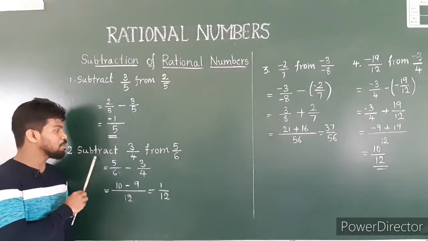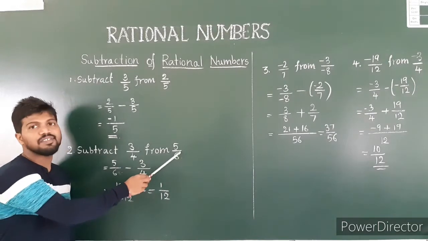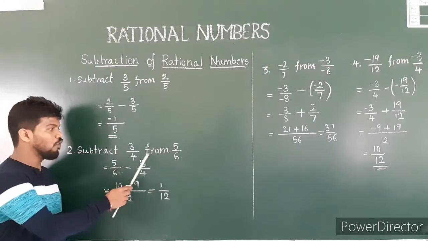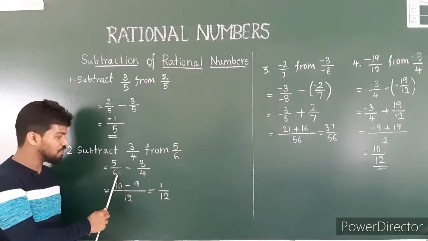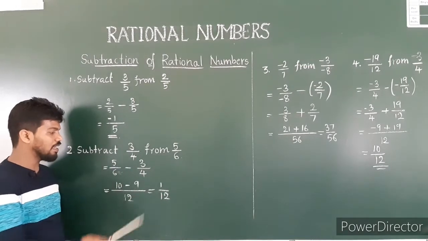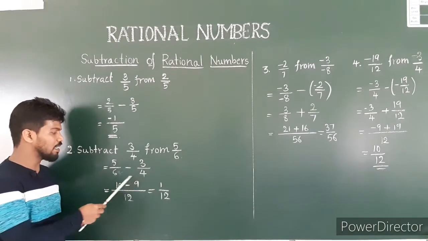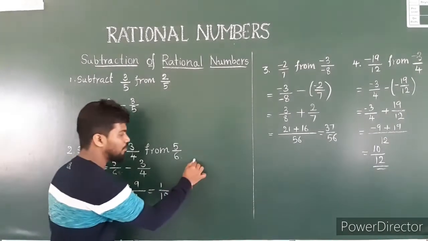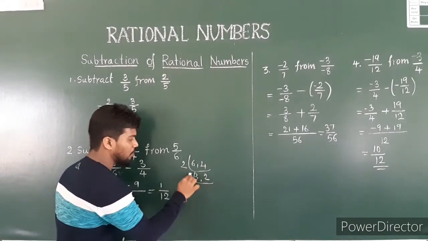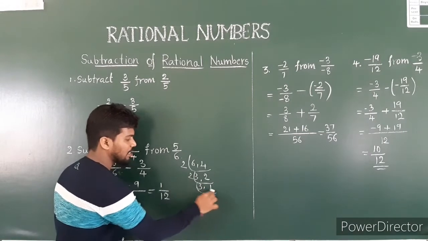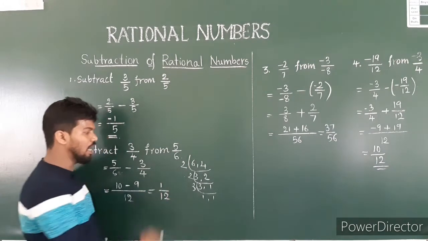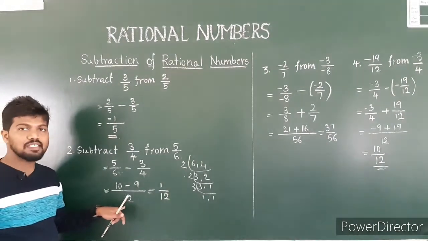Second one, subtract 3 by 4 from 5 by 6. Write 5 by 6 first, minus for subtraction, and 3 by 4. Now you have to find the common denominator using the LCM of 6 and 4. What is the LCM for 6, 4? Dividing by 2, 3 and 2, then 3 and 1, then 3 and 1. So the LCM: 2 times 3 is 6, 6 times 2 is 12.